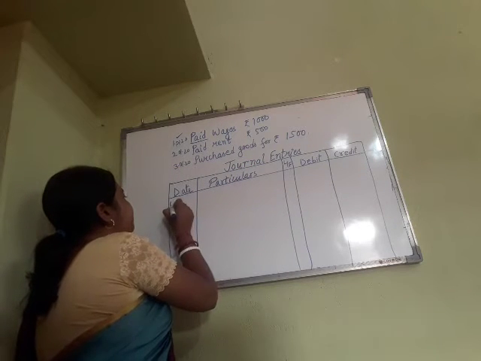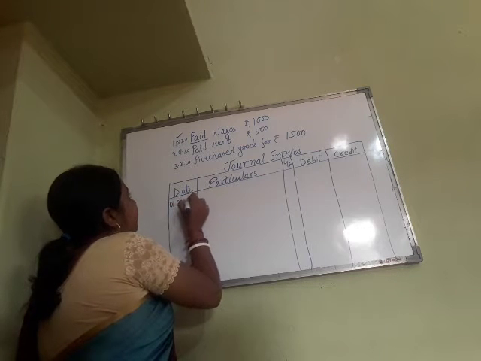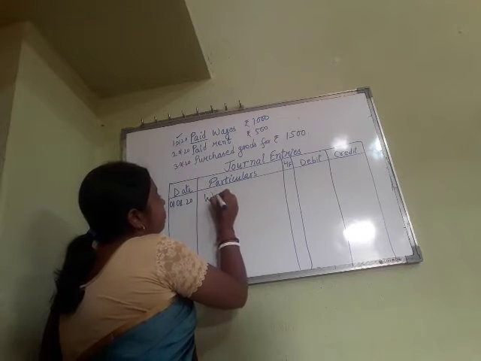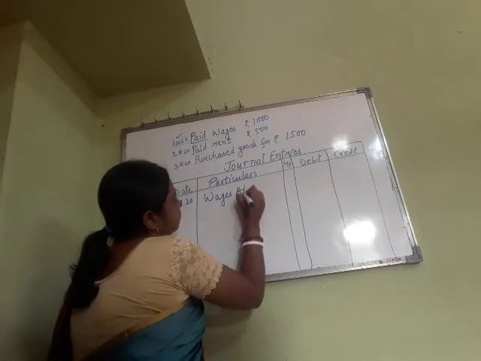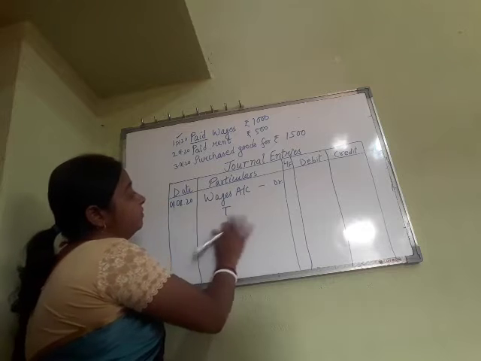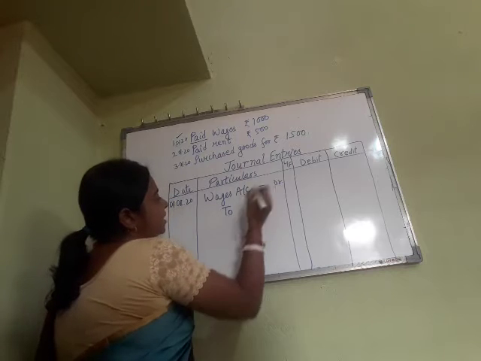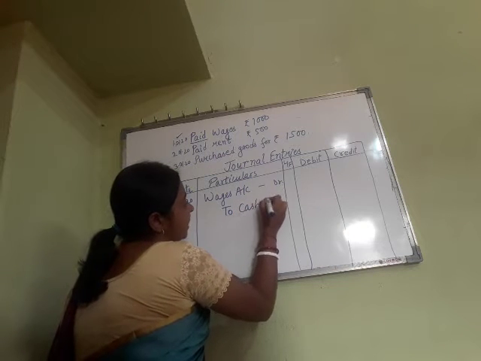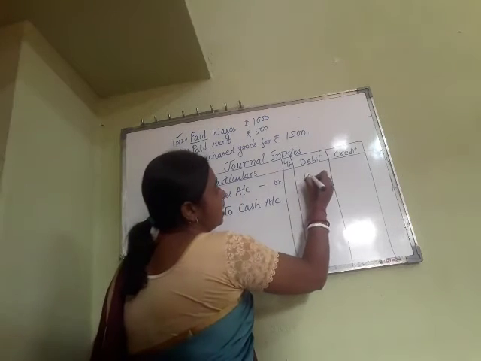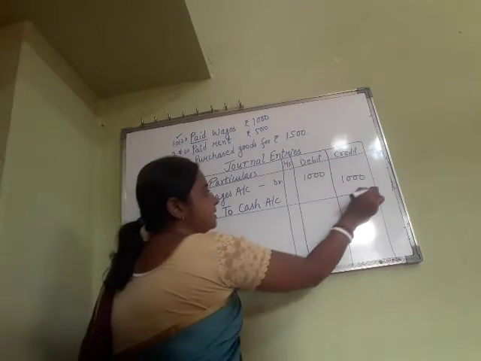So the date is 1/01/20. Whatever date is mentioned, you see from the question and write it down. So here it will be wages account debit. To write credit we use the word "to": to cash. We have paid wages, so it will be to cash account. Wages account debit to cash account. So here the amount is 1000 in the debit column, again 1000 in the credit column. So the first entry is done.